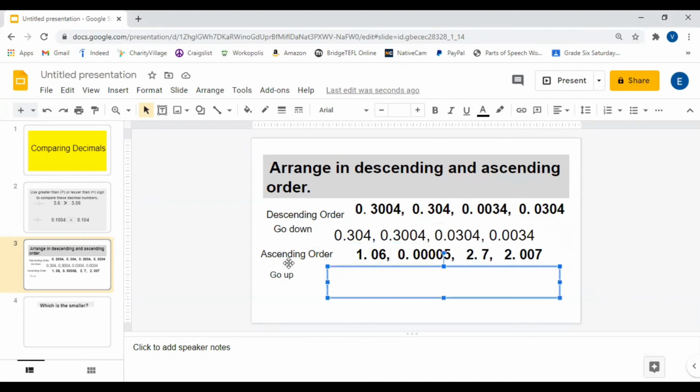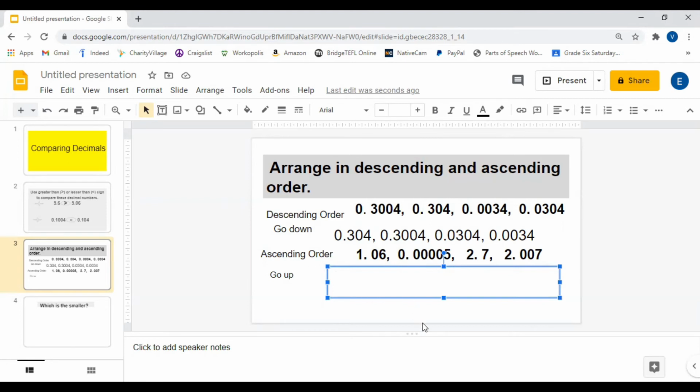Now for this one, I'm going to rearrange the numbers in ascending order. And you know, when you ascend, you go up. You start from lower to higher, right? Like you're climbing a tree, you're ascending the tree, or you're ascending a hill. You start from the bottom of the hill, right? So guys, I'm going up. So I'm starting from the smallest number.